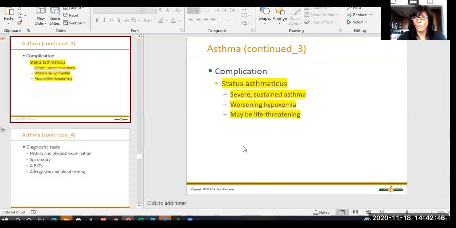Complications: when you hear or read status asthmaticus, that is sustained and severe asthma. It's like an asthma attack that doesn't let up, right? That will require hospitalization. They'll become hypoxic and hypoxemic. What's the difference? Hypoxic, a general lack of oxygen. Hypoxemia, lack of oxygen in the blood, emia, right? That's life-threatening, okay?